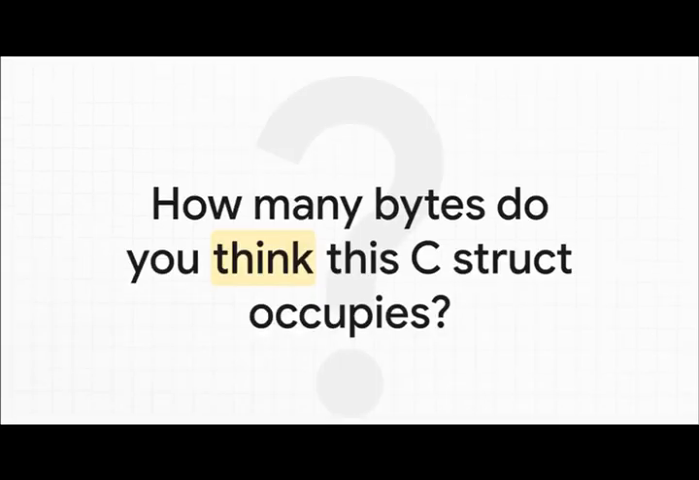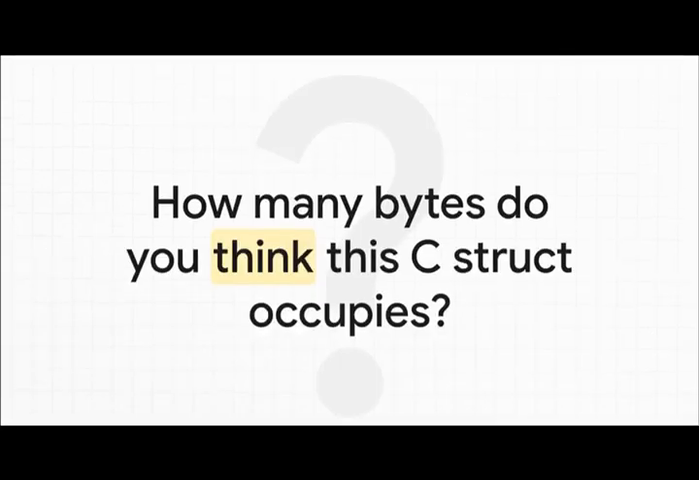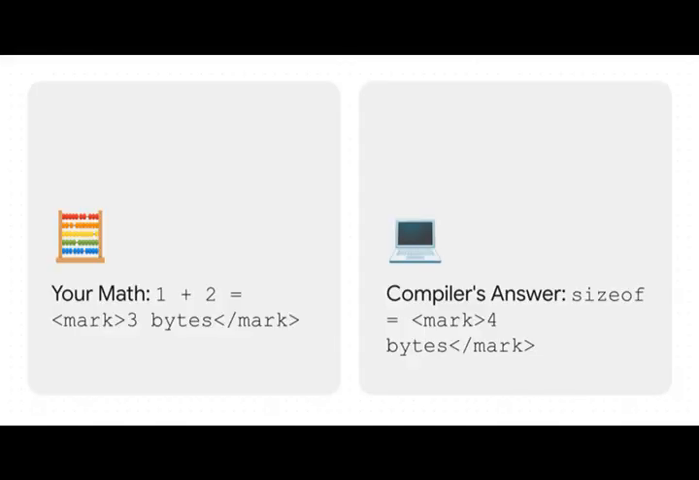Okay, so let's start with Exhibit A. We've got a really simple C struct here. Inside, there's just a char, which we all know is 1 byte, and a short int, which is 2 bytes. So, do the quick math in your head. 1 plus 2, what do you think the total size should be? Take a guess. If you landed on 3 bytes, you're not alone.